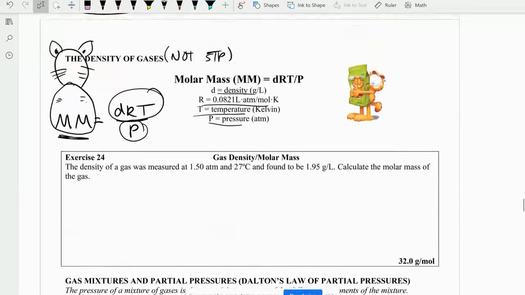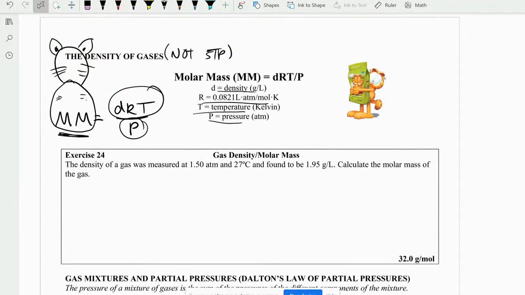One more thing I forgot to tell you back up here, you guys. Notice that the density of gases is measured in grams per liter, okay? This is not grams per mL. So make a clear distinction here that when you're talking about density of gases, the unit is grams per liter and not grams per mL.